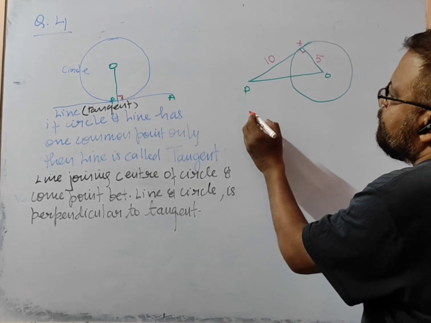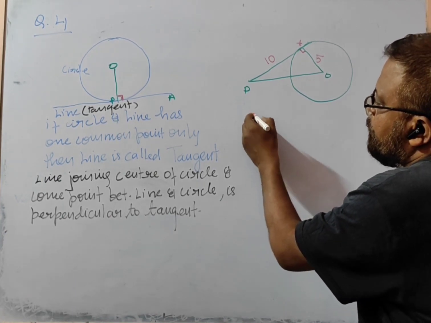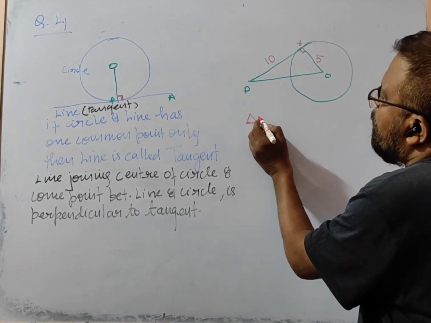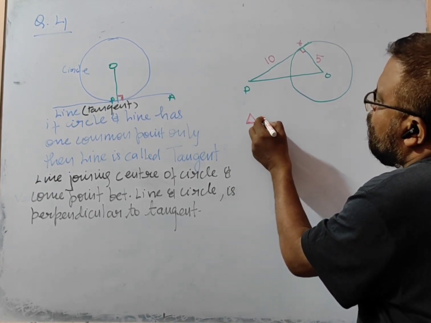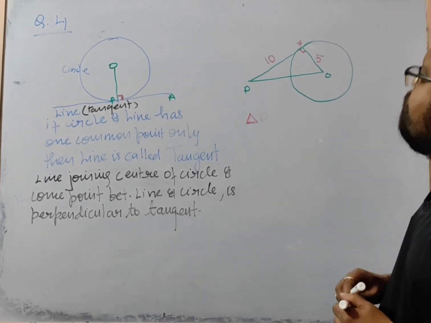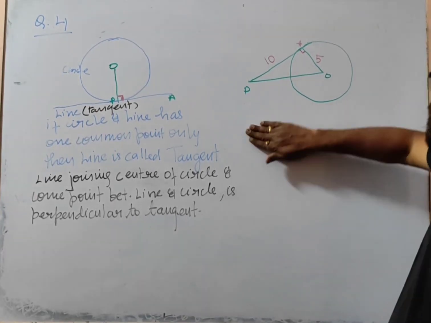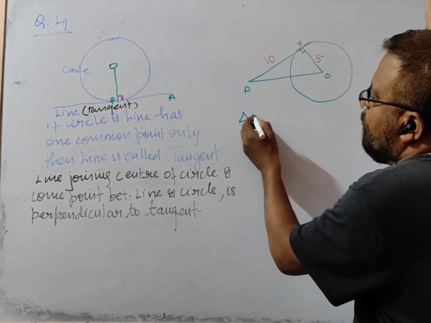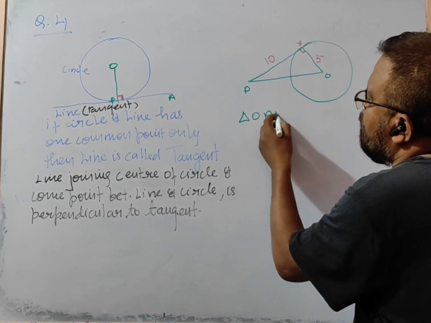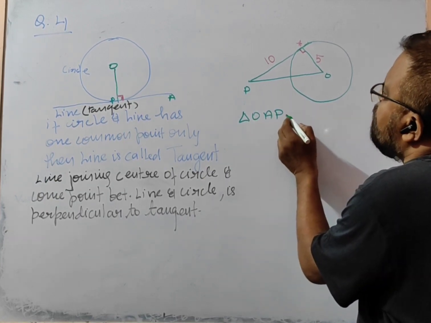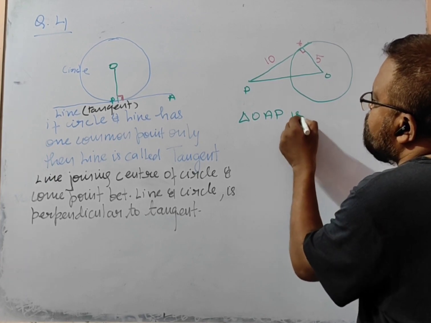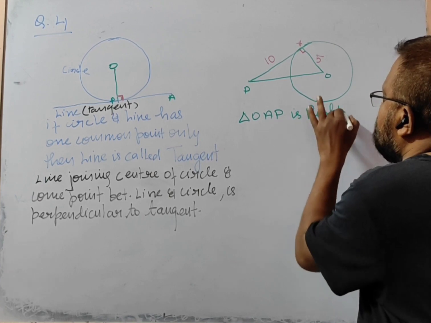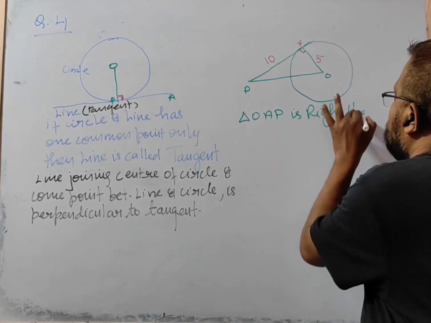So triangle OAP is a right angled triangle.